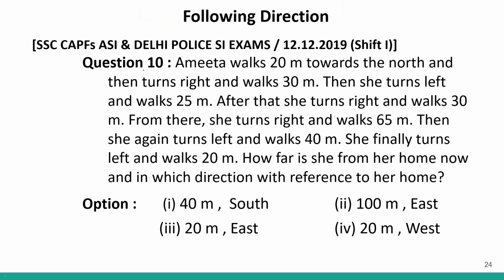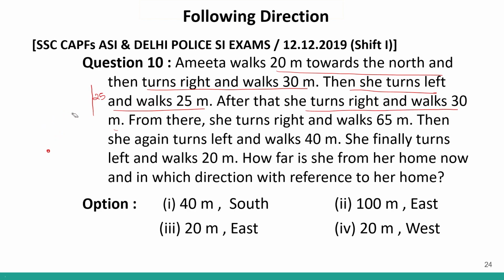Now, question number 10. Amita walks 20 meter towards the north. So let's say this is the starting point, 20 meter north. Then she turns right and walks 30 meters. So right 30 meters. Then she turns left and walks 25 meters. So left 25 meters. Okay? Clear? After that, she turns right and walks 30 meters.